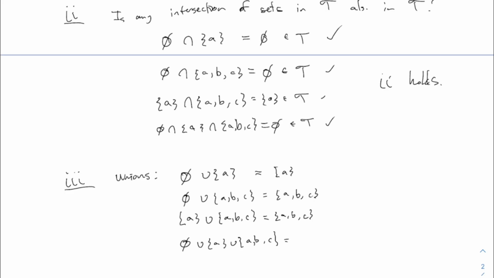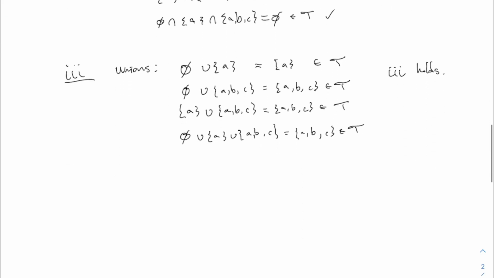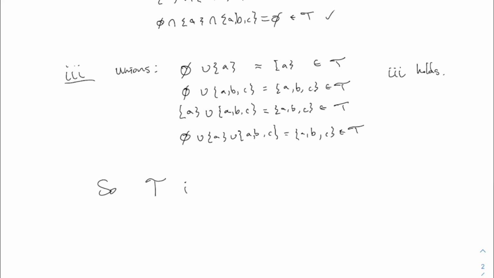And Julia? A. B. Wait. This is the union. That means you take all of these things together. ABC. Yeah, great. Anyway, in all cases, these are all open sets, right? They're all in the list. And so, number 3 holds. Great. All right. And so, T is a topology.